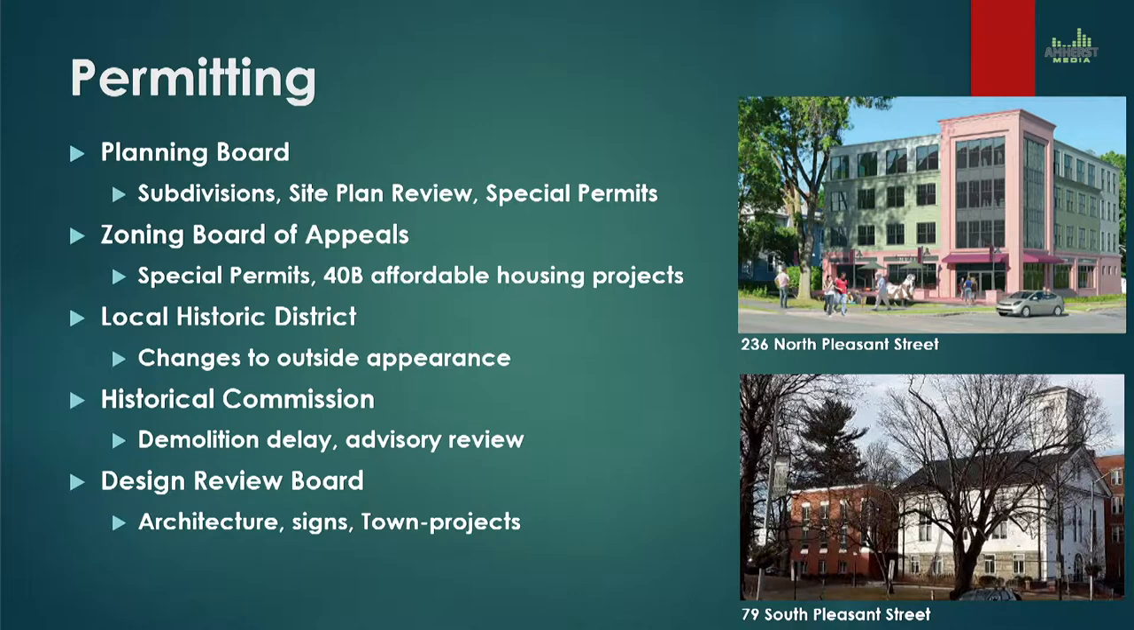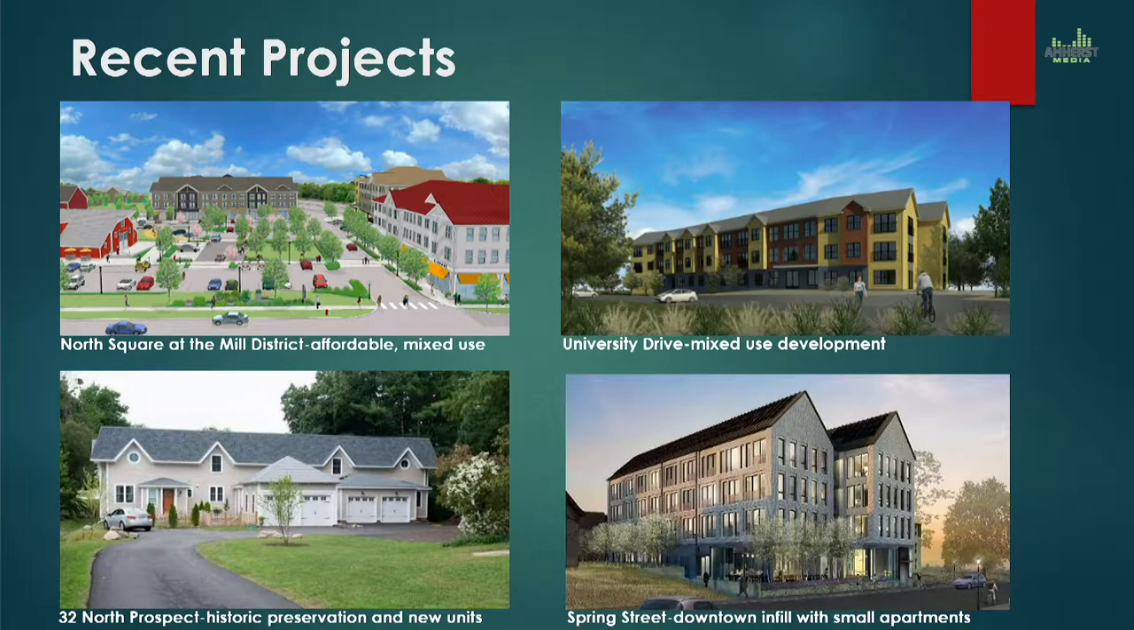Some of the recent projects that have gone through our department and the Planning Board and the Zoning Board of Appeals are the North Square project at the Mill District. You may have heard about this one. So that has 130 apartments, 26 of which are affordable or will be affordable at a level of 50% or less of area median income. So we're very proud of this project and we think it's going to be a real asset to North Amherst.